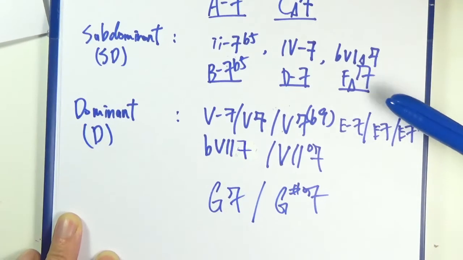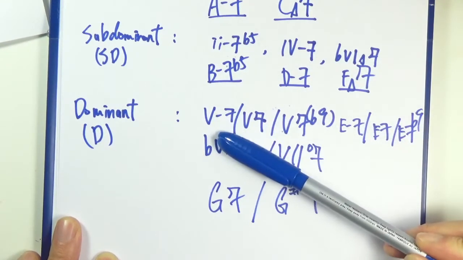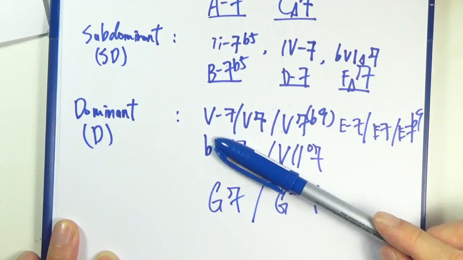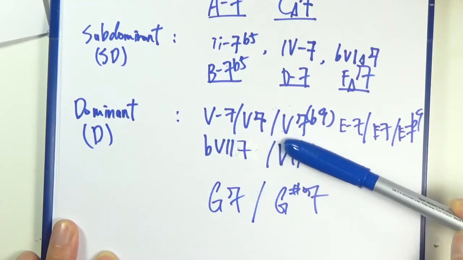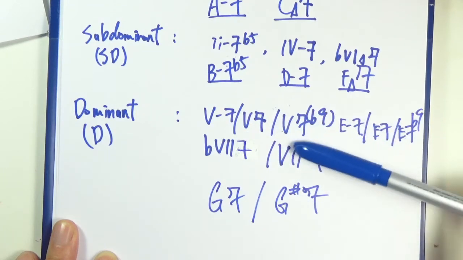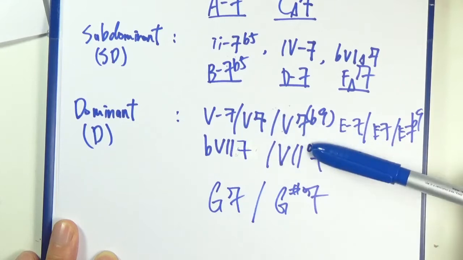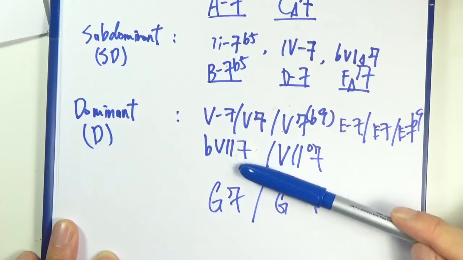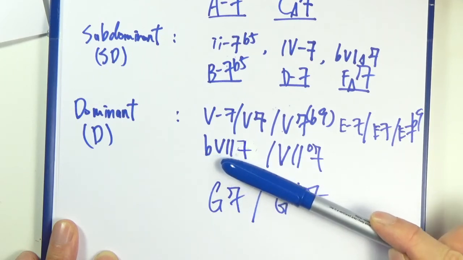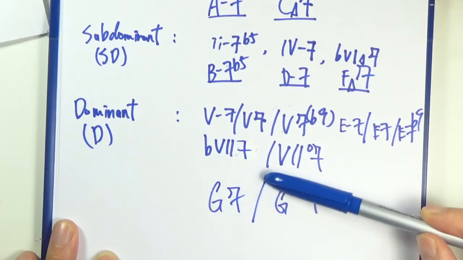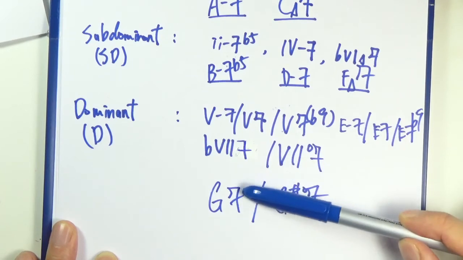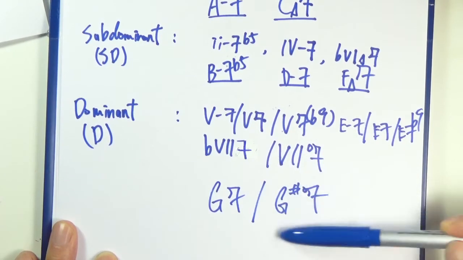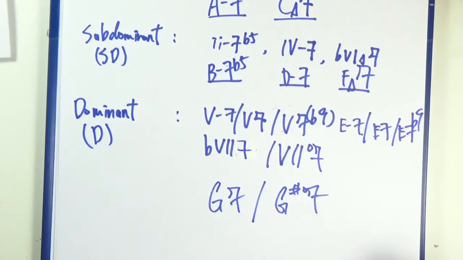For dominant chord group, we have a lot of members. So we have 5 minor 7, or 5 7, or a 5 7 flat 9. So this guy here is really just a fancier version of this guy. Okay, so E minor, E dominant 7, or E7 flat 9. And you can also have flat 7 dominant 7 or a 7 diminished 7, so G7 or a G sharp diminished 7.